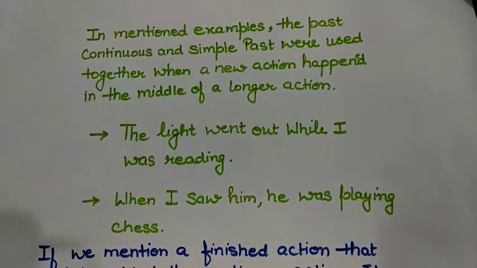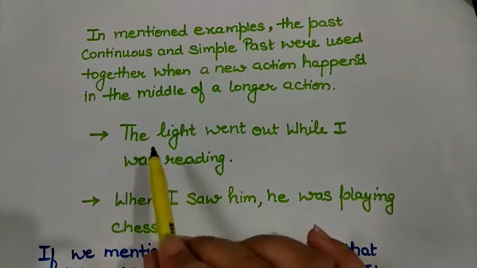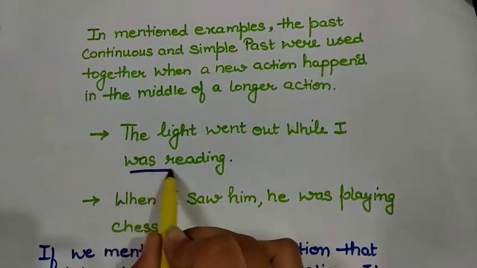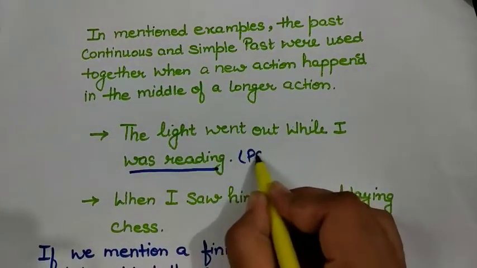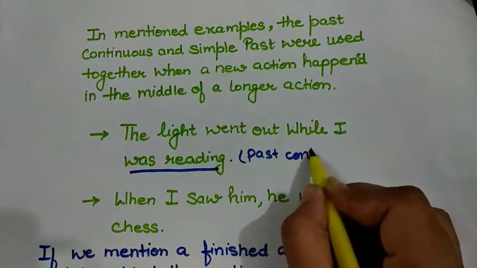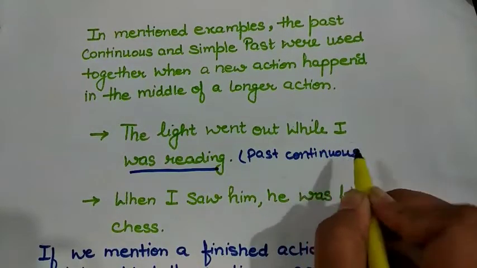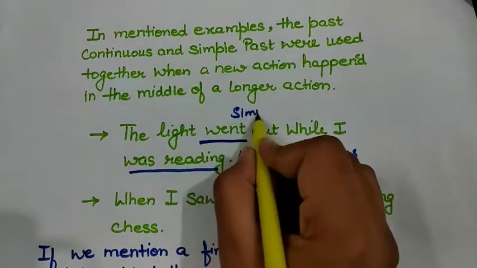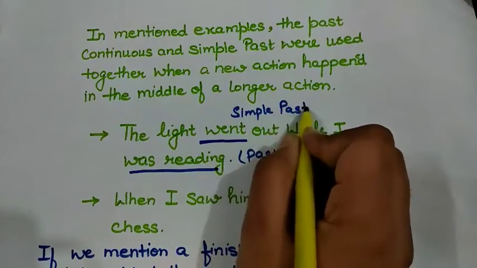In the mentioned examples, the past continuous and simple past were used together when a new action happened in the middle of a longer action. How? We will understand this with the help of an example. The light went out while I was reading. See, this is showing past continuous and light went out is showing simple past tense, right?